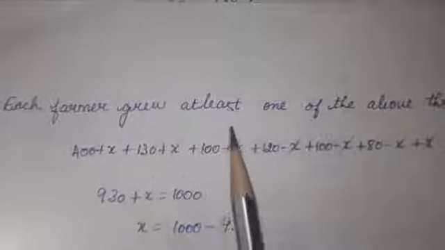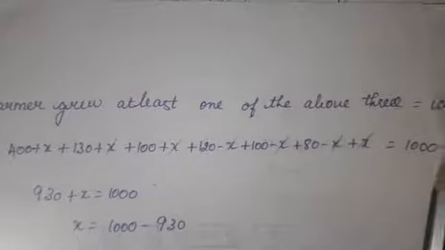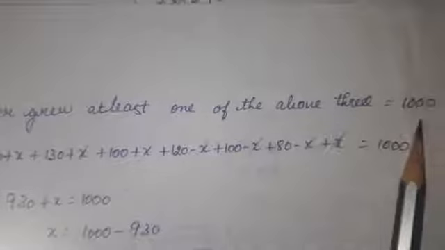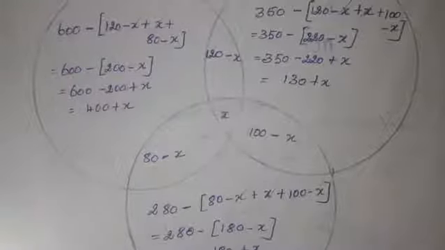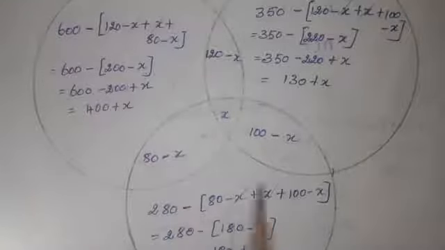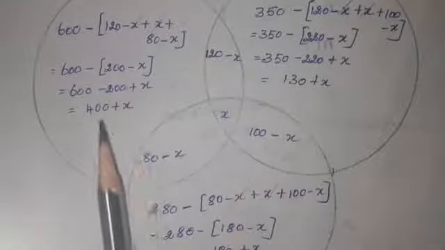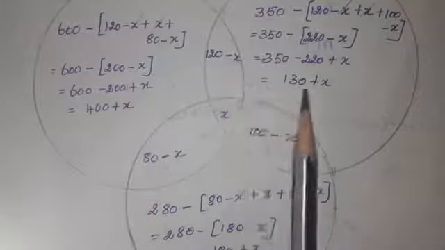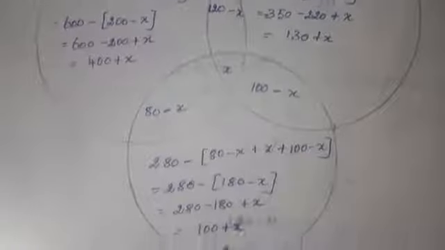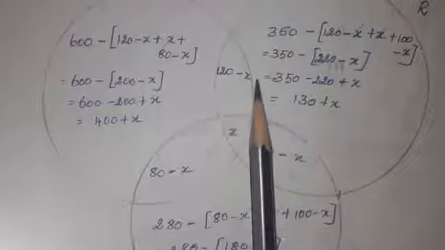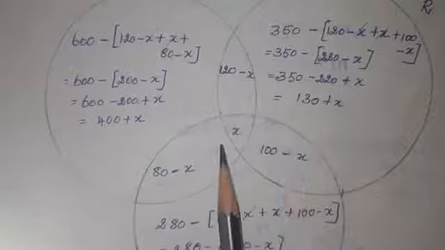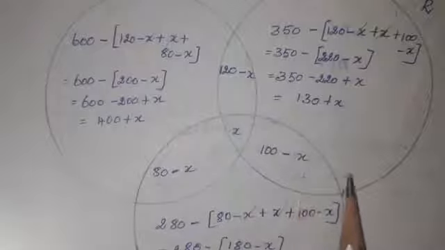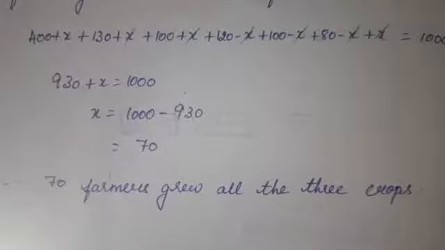Each farmer grew at least one of the above three, it is 1000. That is the total number of farmers, it is 1000. Our question is to find the number of farmers who grew all the three. This one we already did in the diagram. How you should write this is 400 plus x plus 130 plus x plus 100 plus x plus 120 minus x plus 80 minus x plus 100 minus x plus x. You add, it is equal to 1000. That one I have written here.